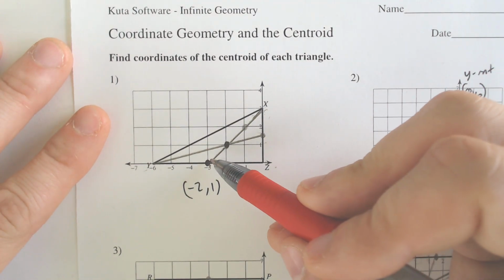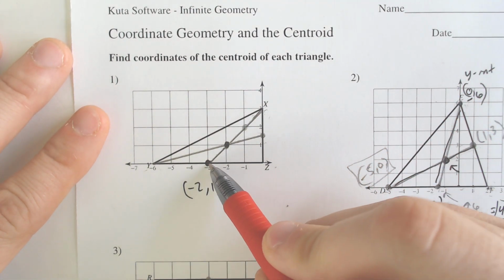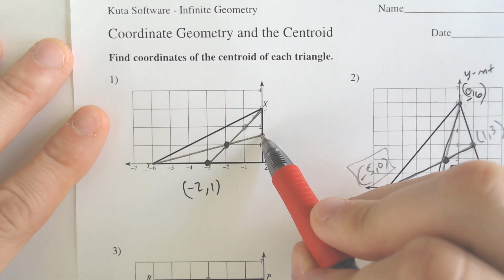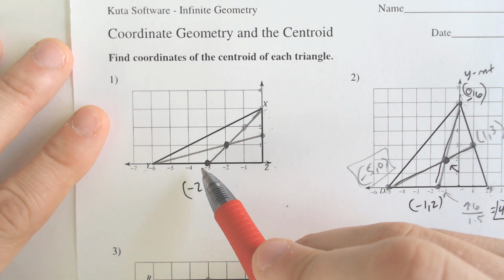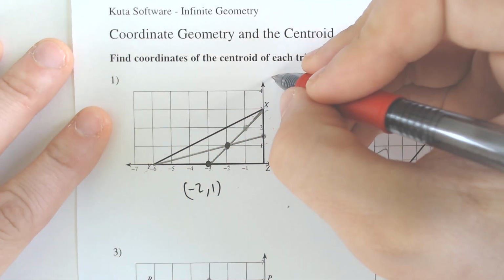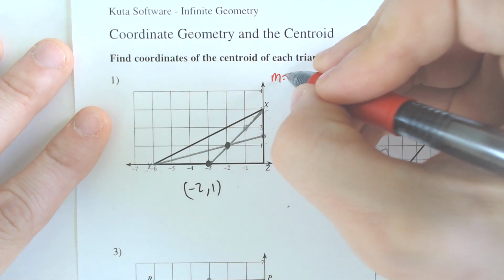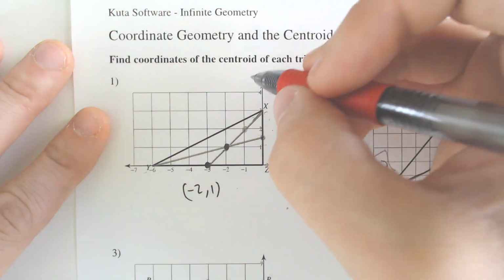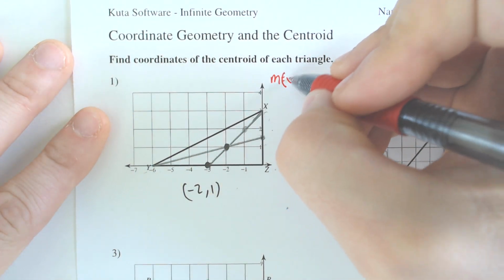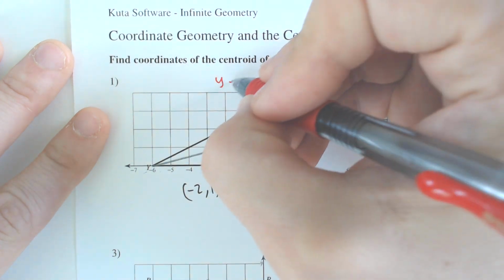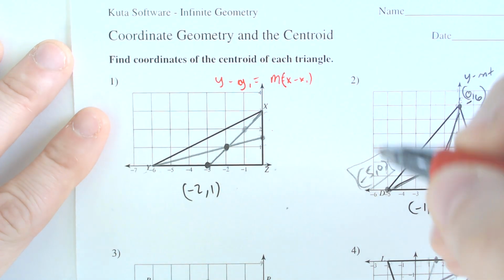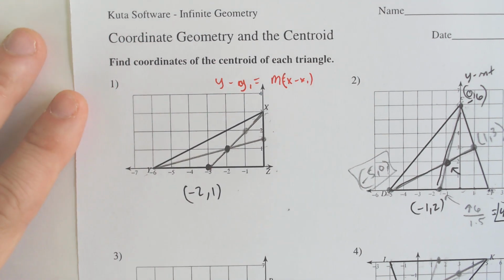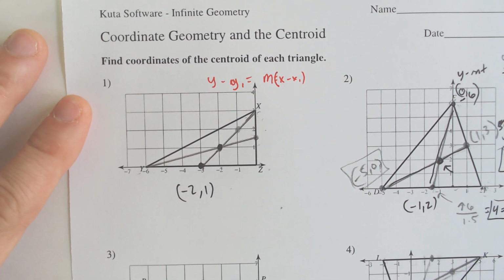You are going to have to first find the midpoint like we already did, but we need to get the equations of both of these lines. The way you get the equation of a line is you need your slope and you need a point. Then you can plug it into y minus y1 equals m times x minus x1, the point slope formula, to get your equation.